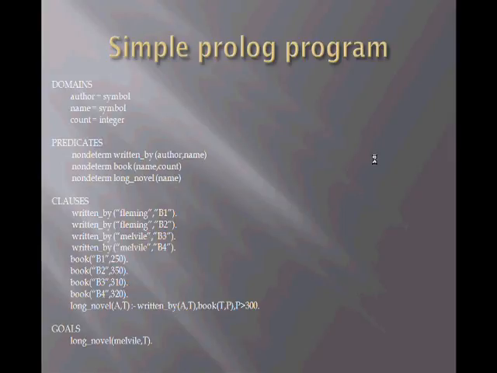Then we are moving on to clauses. In the clauses, there are facts and rules, such as things we already know and things we need to follow. In the goals section, it is planned to have the objective or the goal that we need to achieve.